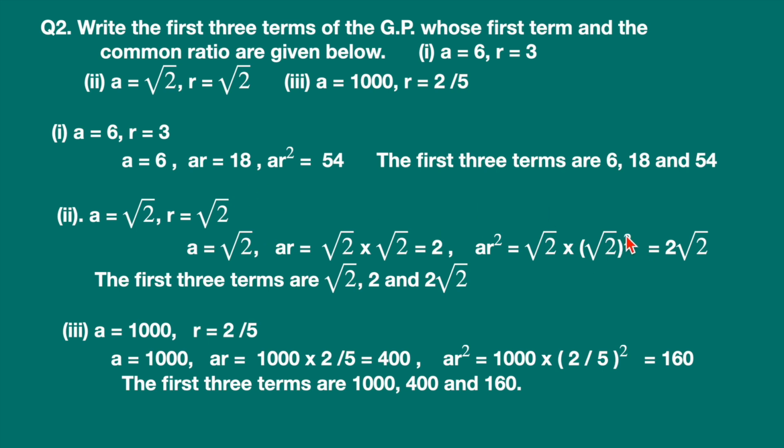Root 2 whole square is 2. 2 into root 2 is AR square. So the first three terms are root 2, 2 and 2 root 2.